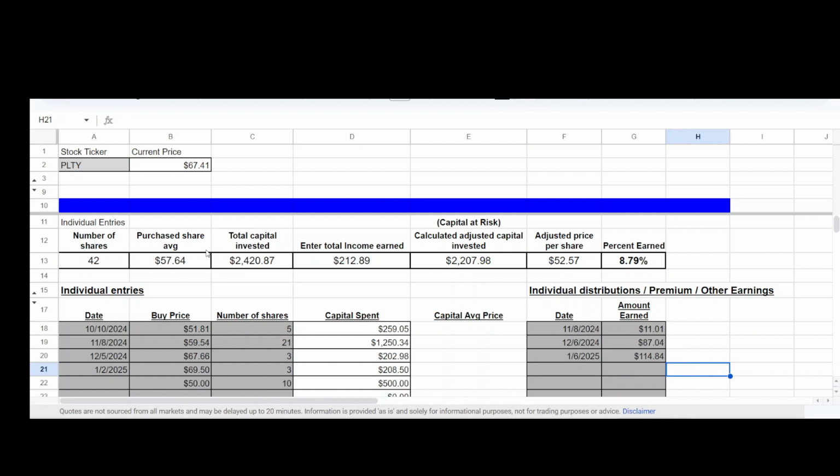So of course, if you invest more money and you didn't make any more money, of course that's going to bring your percent earned down slightly. But once you make that new distribution amount and you earn that amount, then that will increase your percent earned there. So I hope all that makes a little bit of sense.